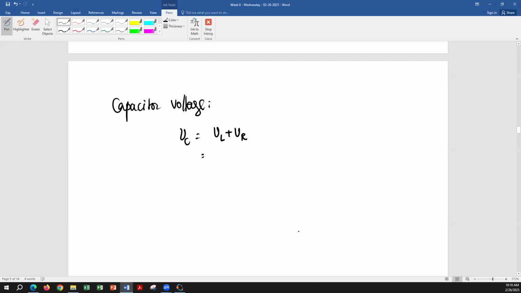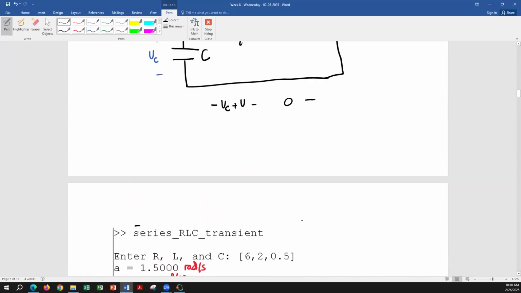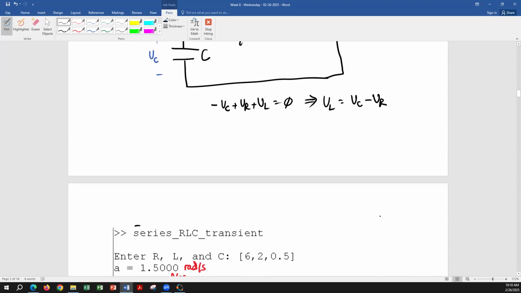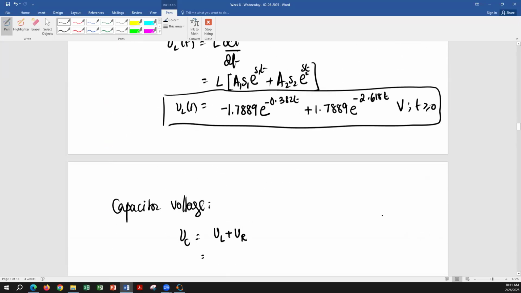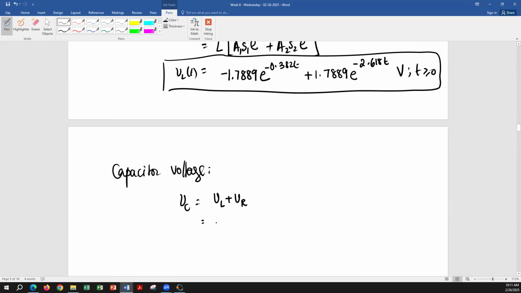Okay, so the capacitor voltage is going to be VL plus VR according to the directions that we are taking in the circuit. Negative VC plus VR plus VL is equal to 0, so VC is equal to VR plus VL. So the capacitor voltage equation is going to be VL, the equation that we just had. Let me write this down: L A1 S1 e^(S1 t) plus L A2 S2 e^(S2 t), that's the inductor voltage. I'm using symbols because I don't want to keep repeating the numbers.